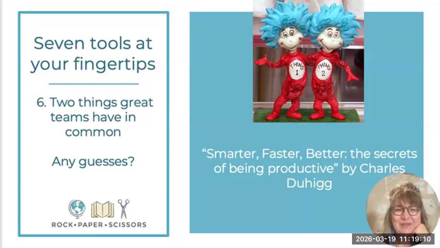But he talks about this research piece where there's two things that great teams have in common. Any guesses? And by the way, this is a cultural reference. This is a Dr. Seuss character, thing one and thing two. Some of you might recognize this from your childhood, and some of you might be, what are those blue-haired creatures? So there's two very simple, well, one of them is a little bit more complicated, but one is really, really, really simple, that the research shows that great teams have in common. Any guesses?